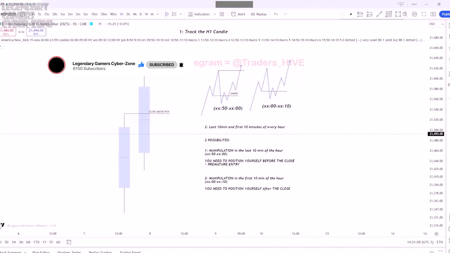You need to be able to track the H1 candle, and you need to be able to track it really soon, okay? I don't want you guys to be like, oh, I'm going to take time. And guys, the faster you are able to understand how to track it, the faster you will be able to make money. And I will show you exactly how to do so right now.